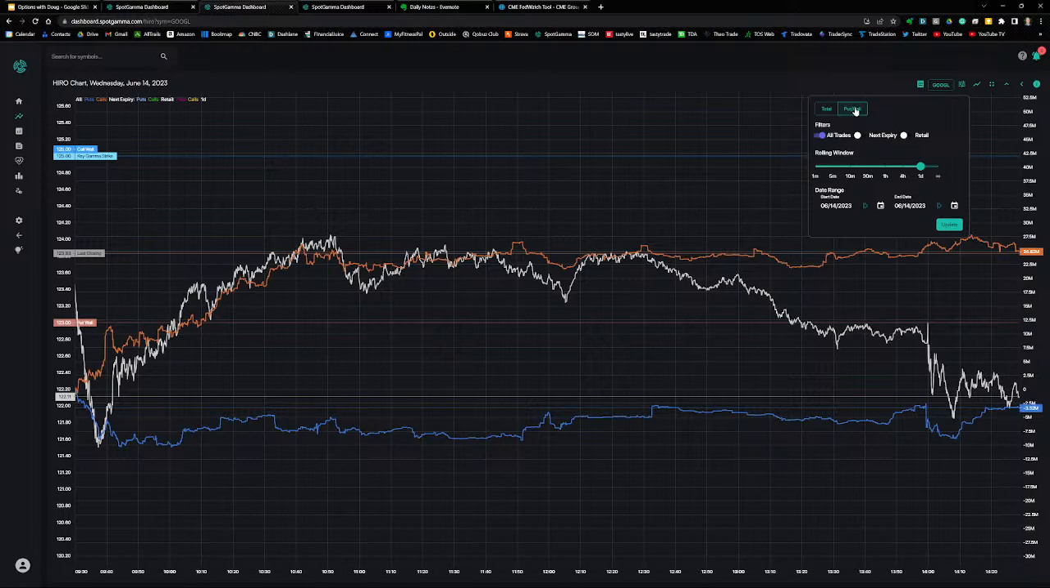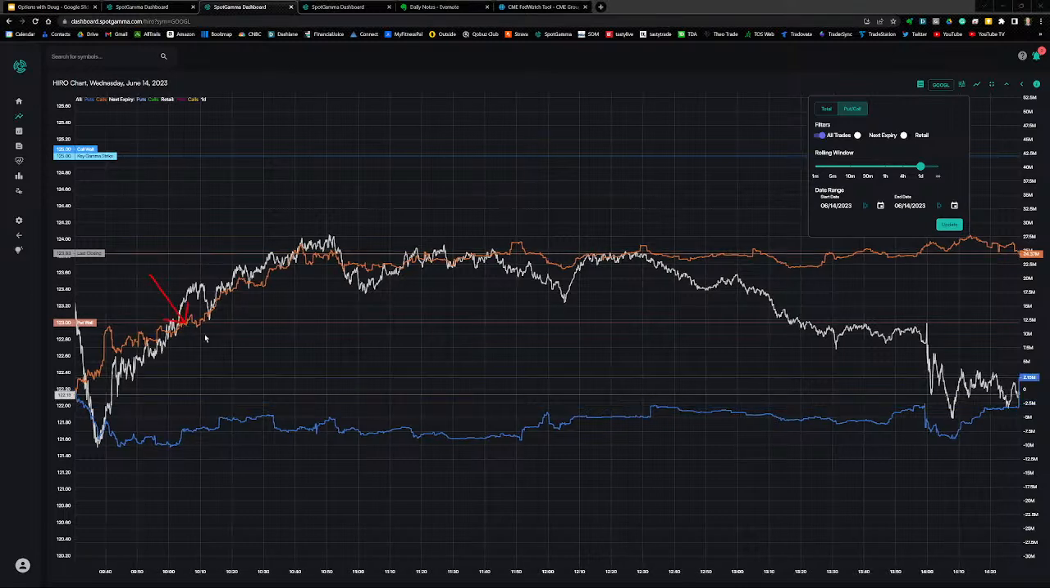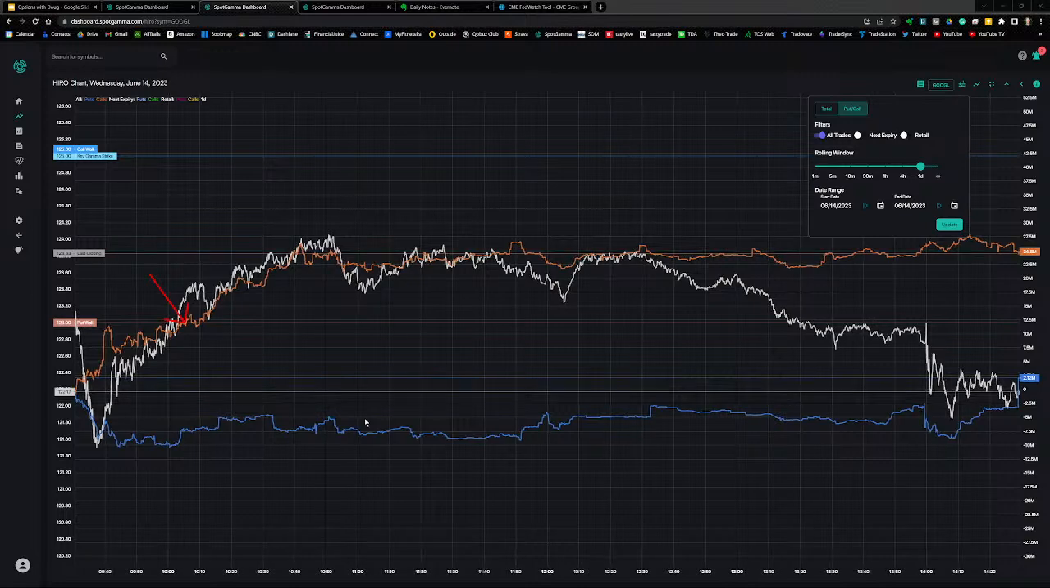So note, for Google, this rising orange line indicating that traders are buying calls. That's positive delta with a rising line. Market makers are selling the calls, and they have to buy stock to hedge their delta exposure. It's just very, very simple and straightforward. And Hero shows this very clearly.